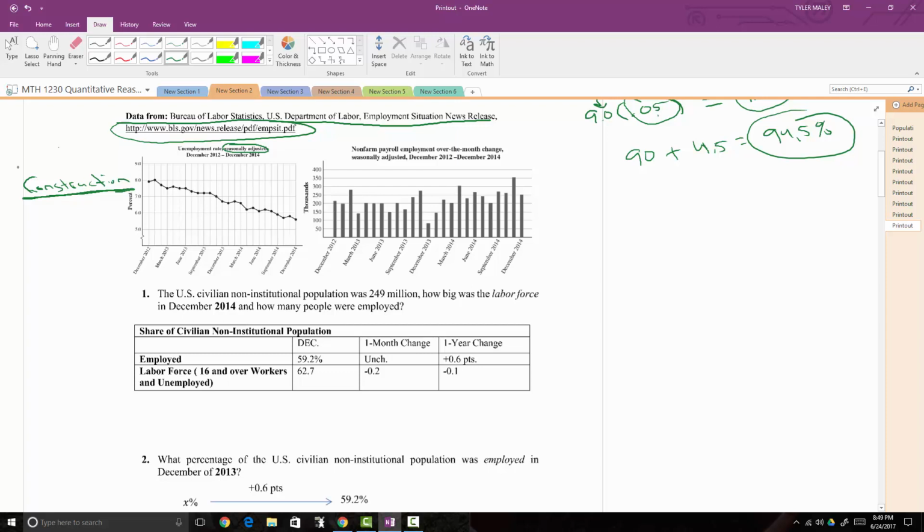So we seasonally adjust for that, meaning that we don't want to include those people necessarily in our data because that could skew our results. There's a complicated statistical process done to adjust for that. And then here we have non-farm payroll, and this is also seasonally adjusted. So we have these two tables.